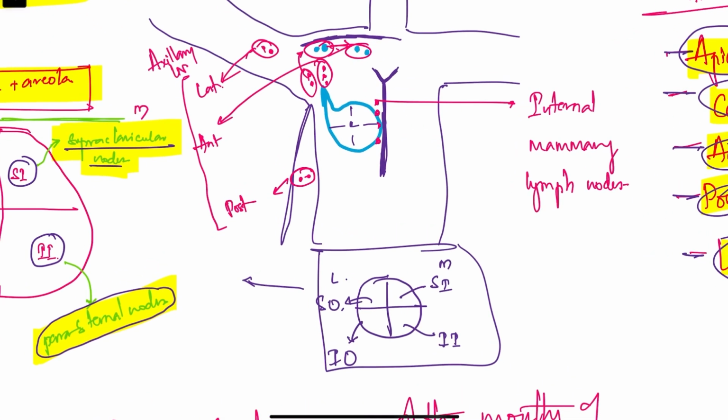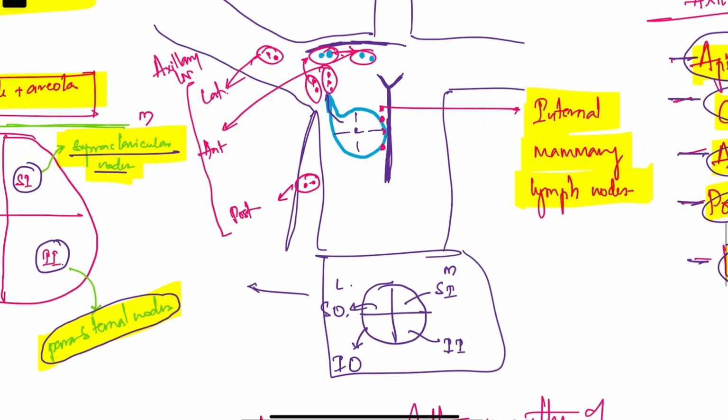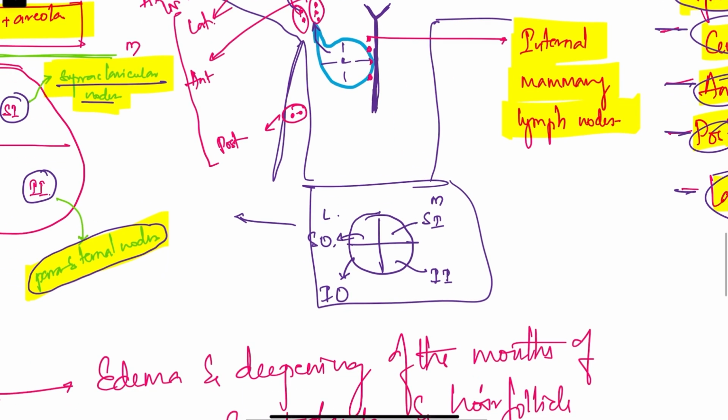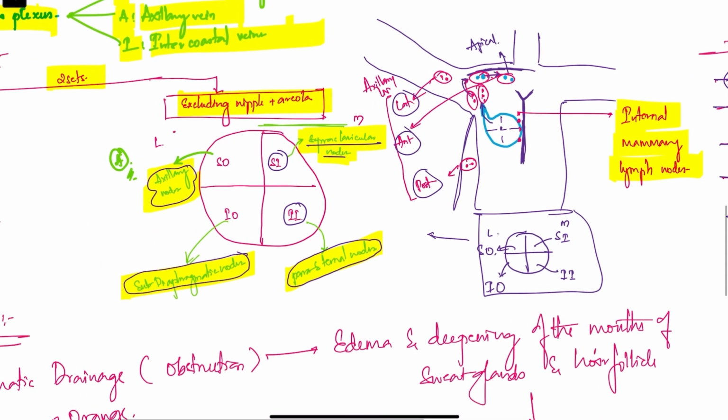Then we have internal mammary lymph nodes. Coming to this one, just look into it. From here, this goes anterior to apical, central, then it goes to apical. So this is your apical. Apical drains into major vessels. This was your basics, and this is your posterior, anterior, lateral.